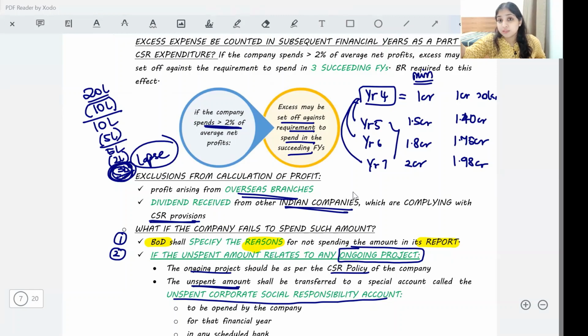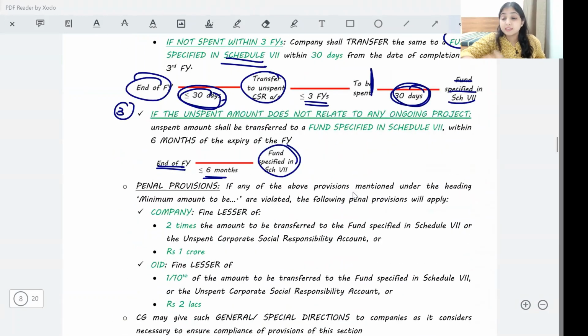If not used within 3 years, after expiry of 3 years, within the next 30 days, put it into the Schedule 7 fund. In case we spend something lesser, but not because of an ongoing project, just like that we spent lesser, then whatever is a shortfall, within 6 months from the end of the year, put it into the Schedule 7 fund. Clear, crystal clear.